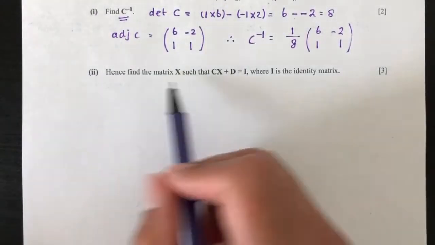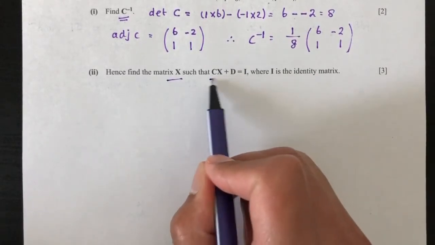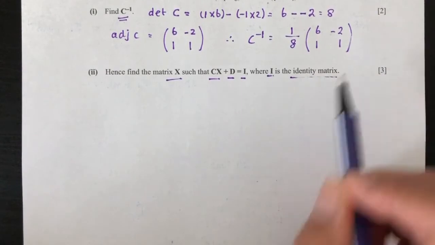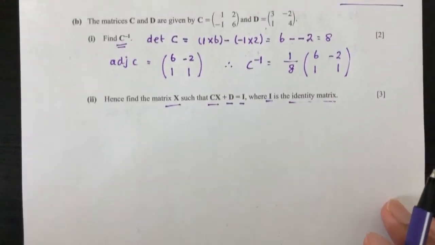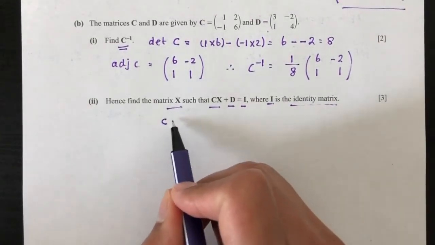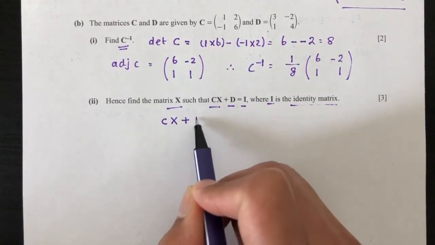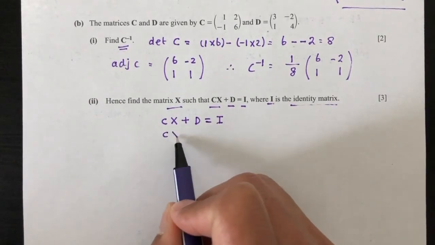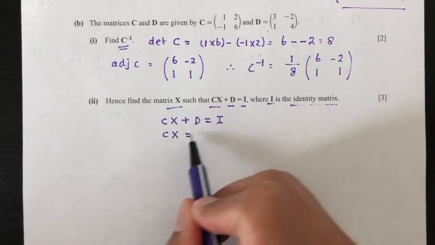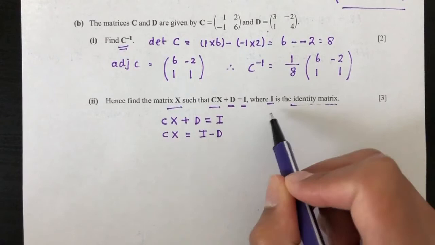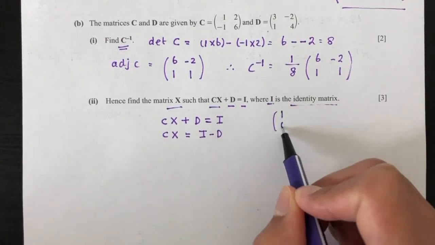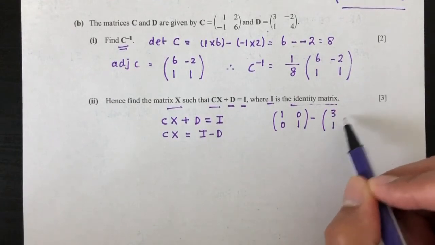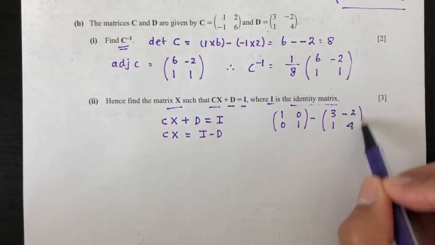Now for part 2, hence find the value of x such that we have this equal to I. So I is your identity matrix. So let's form this equation. So we have to find x. So we have Cx plus D is equal to I. Now Cx is equal to I minus D. So what is I? I is 1, 0, 0, 1 minus D. D has been given to you by 3, 1, minus 2, 4.